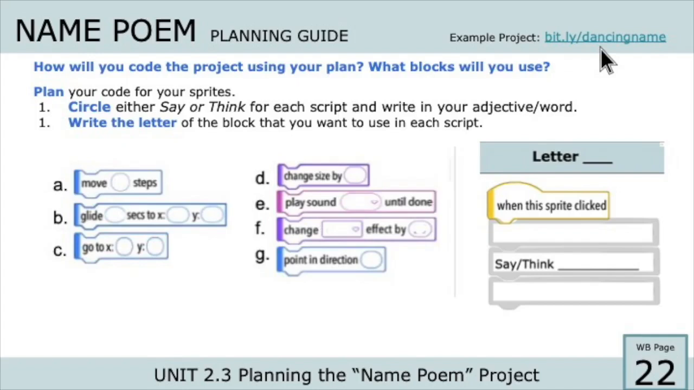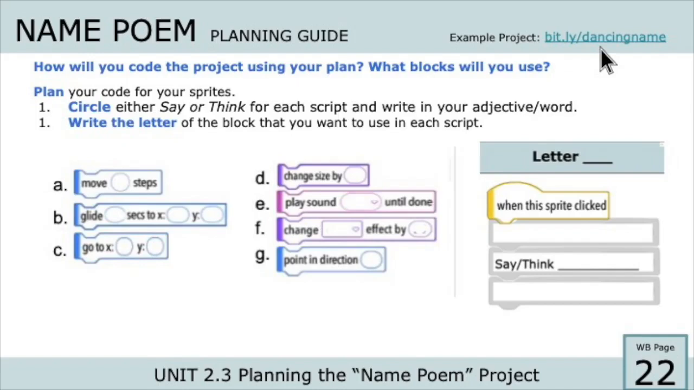Rather than writing it into the gray blocks, we suggest that they just draw arrows. So we give them all of the action blocks that align with the actions here. And then the say block is just written here. So they've got all the action blocks, and they can just draw an arrow. If I want my first letter to move a certain number of steps, I would just draw an arrow to say I'm going to use the move steps block. In the say block, they will write the adjective.